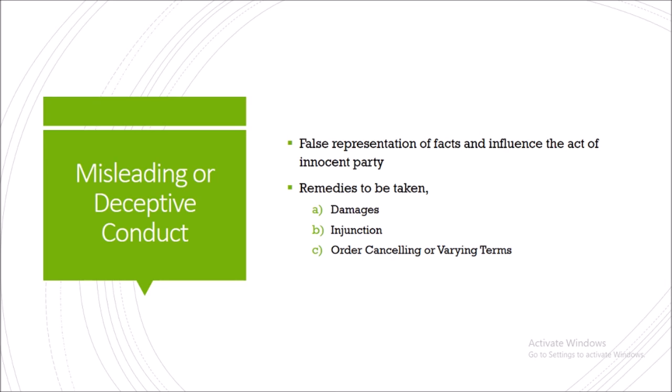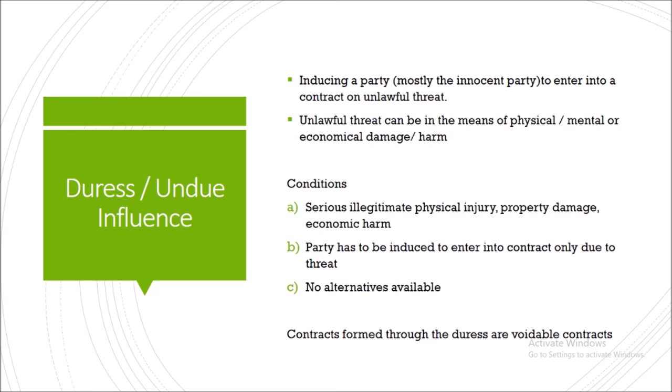So the next one is actually the remedies for the misleading or deceptive conduct. So there are three types, known as damages, injunction, and order cancelling or varying terms, right? So you can either cancel the order, or else you can ask the contractual party to vary the terms, right? Fine. Then let's go for the duress and undue influence.